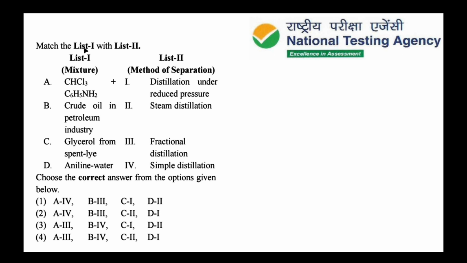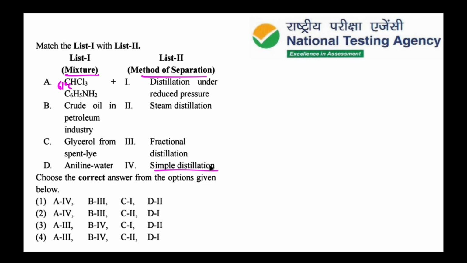The next question is, match list 1 and list 2. List 1 is mixtures, list 2 is methods of separation. In that, the first one is chloroform and aniline. Actually, the chloroform boiling point is 61 degrees centigrade and aniline also has a high boiling point. So the boiling point difference between chloroform and aniline is large, so simple distillation is enough. Simple distillation is used to separate chloroform and aniline.